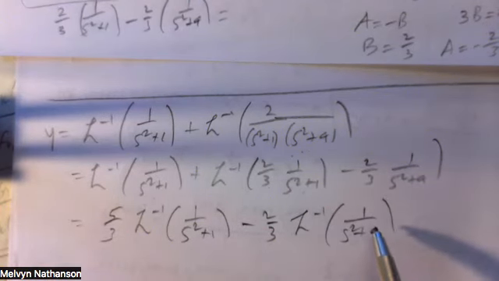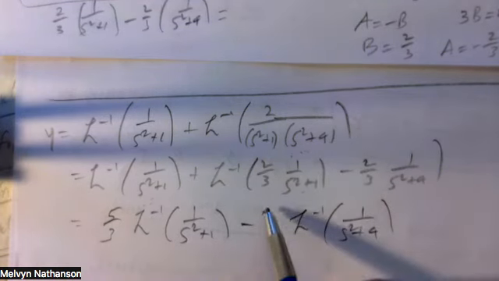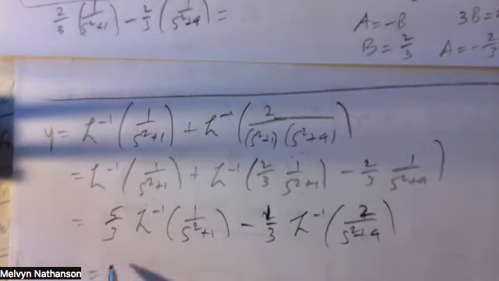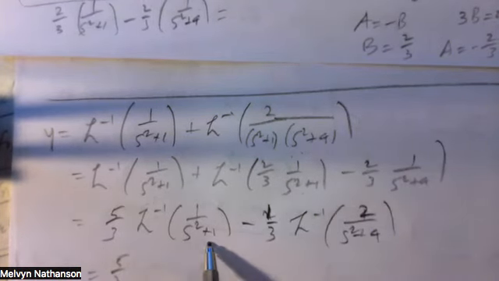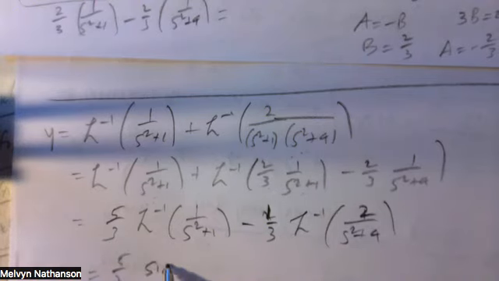Now, for the inverse Laplace transform of 2 over s squared plus 4, let me make this 1 and this 2. So this is 5/3 times the inverse Laplace transform of 1 over s squared plus 1, which is sine t, minus a third the inverse Laplace transform of 2 over s squared plus 4, which is sine of 2t. So if I am lucky today, exercise 8.3, problem number 7: y equals 5/3 sine t minus 1/3 sine 2t.